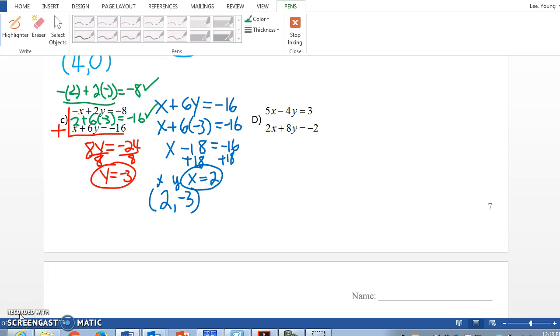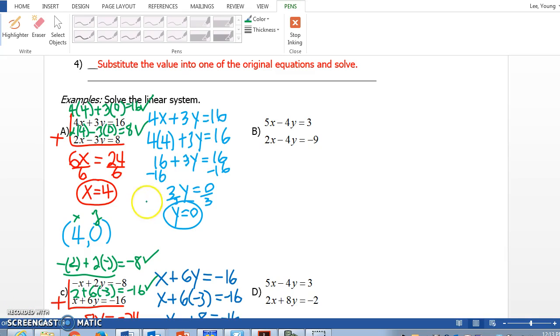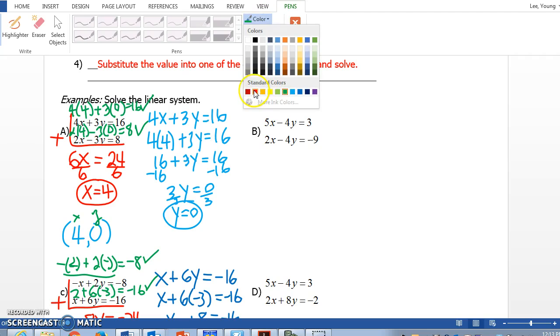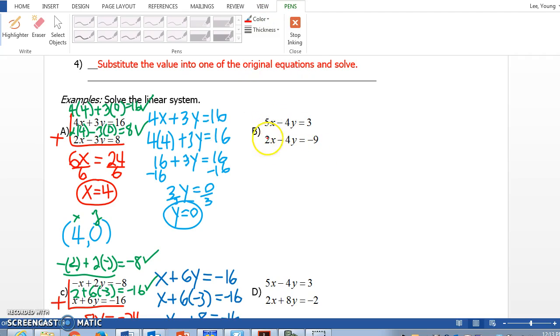Okay, now let's move on to question B. Let's take a look at B. They're written in standard form, which is good. Now we need to see if they have opposite numbers. 5 and 2, are they opposite? No. -4 and -4, are they opposite? So none of the numbers are opposite.